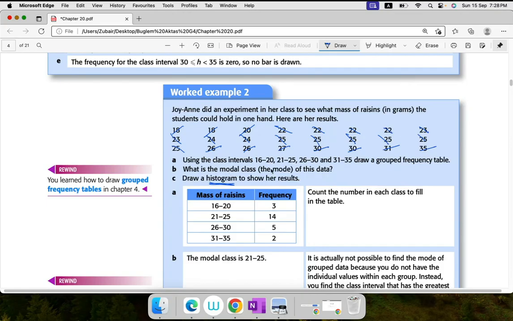What is the modal class? The modal class is 21 to 25. Last, it says draw the histogram. Now we know a histogram has no gaps. So when I look at the mass of grains, the classes, I see that there's a gap of 1 in all of these. So I have to eliminate that.